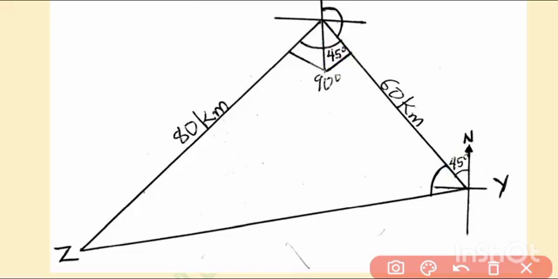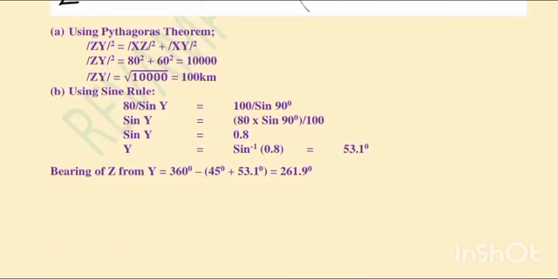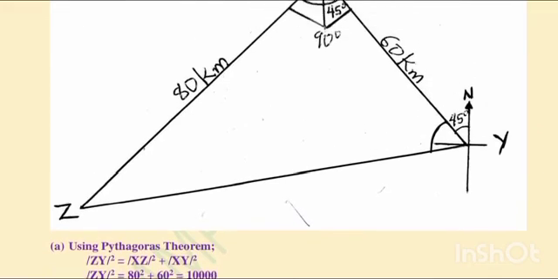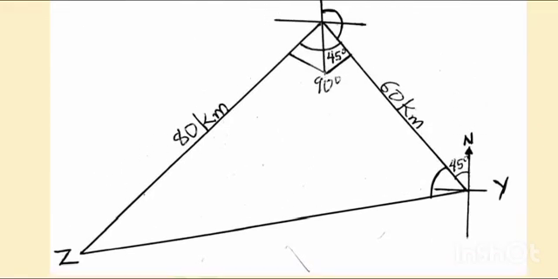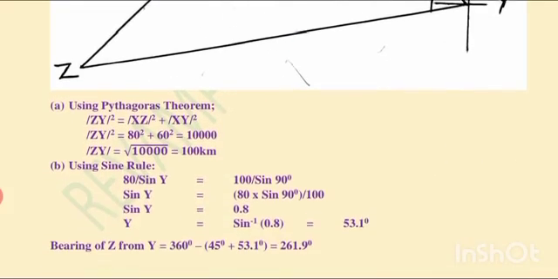Now let's go to the solution. The first thing we have to find is the distance between Z and Y. How do we do that? Since this angle here is equal to 90 degree, we can easily use Pythagoras theorem to find the value of this side. And that is what we did here using Pythagoras theorem.